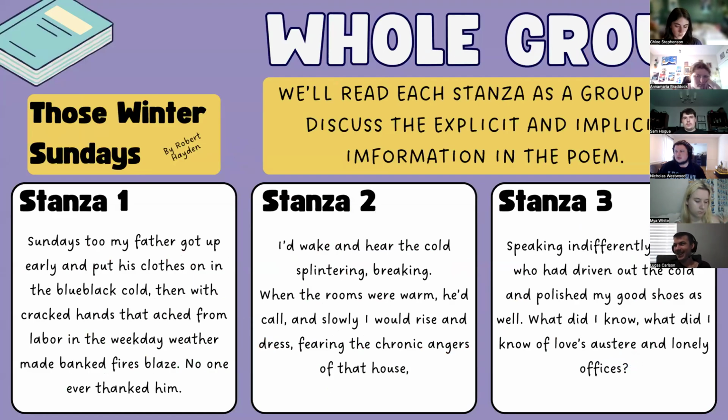So just together as a group, we're going to look at this poem. It is called "Those Winter Sundays." It's written by a guy named Robert Hayden. So we're going to read it as a group, and we're going to talk about the explicit and implicit details in the poem.